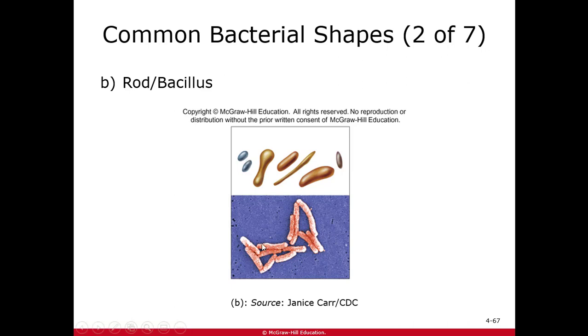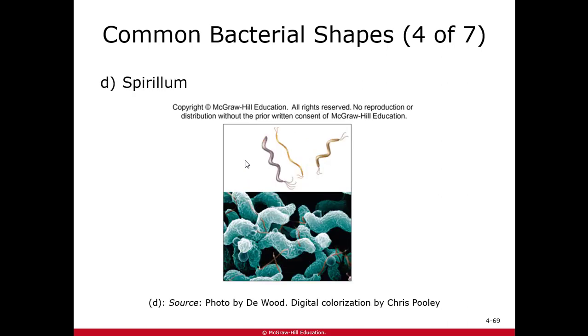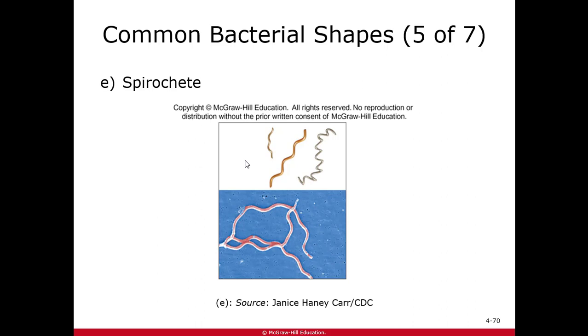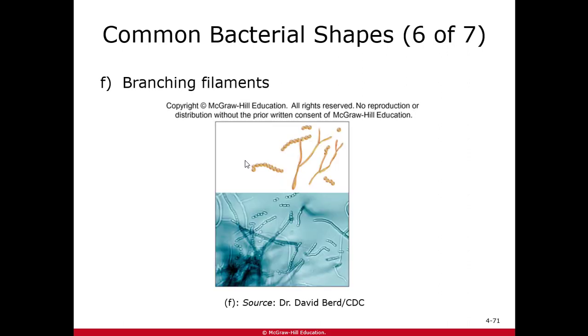Another shape is called a vibrio. They look like a curved rod, so I always think they kind of are trying to look like a V. Spirillum are spiral shaped. A spirochete is usually longer, not quite as tightly curled together. Some will branch. The ones we talk about this semester don't, but some bacteria will branch. This is just showing what we just looked at, some of the different bacteria.